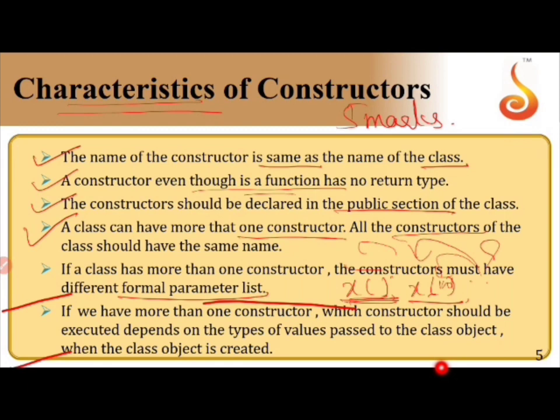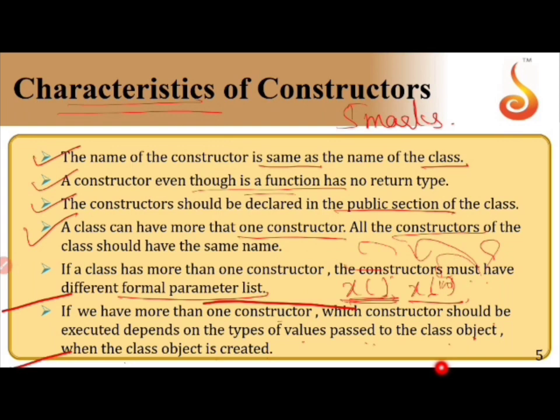So if you have more than one constructor, each should have a different formal parameter list. After that, which constructor is executed depends on the types of values passed to the class object when it is created. The different ways of passing, like calling a constructor implicitly, explicitly with equal to, we will do that. But what does it mean?